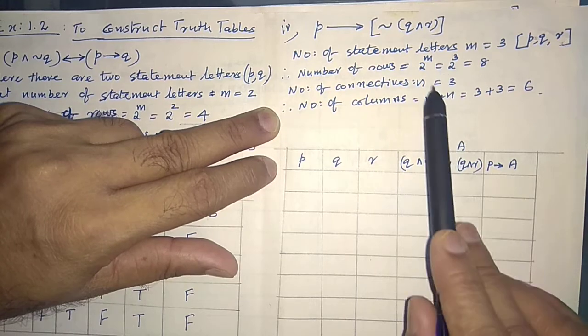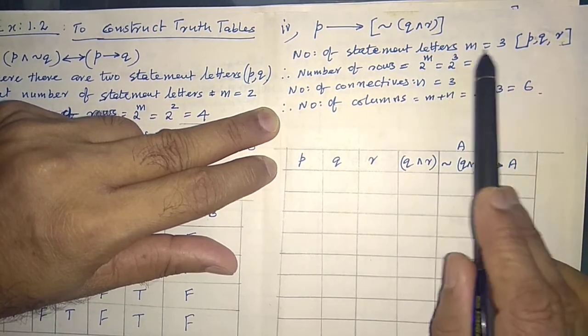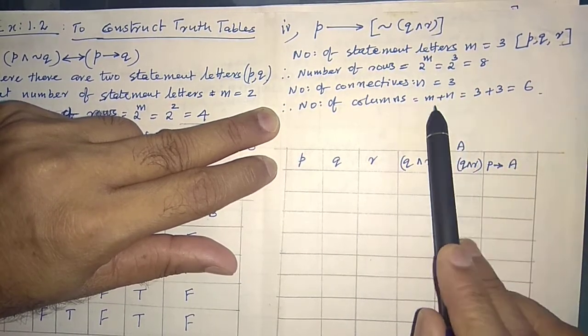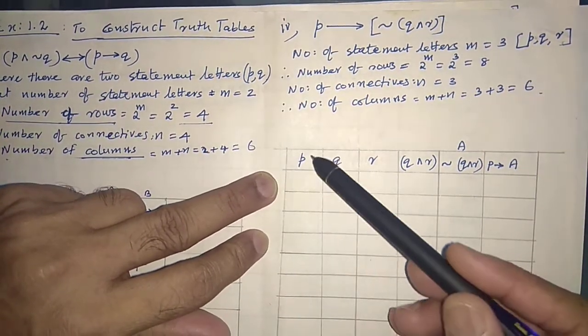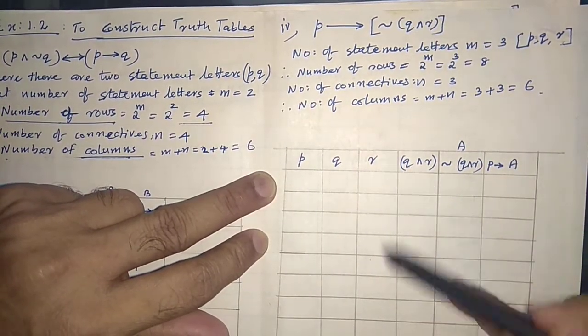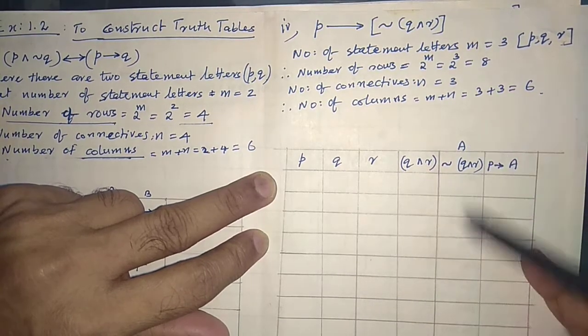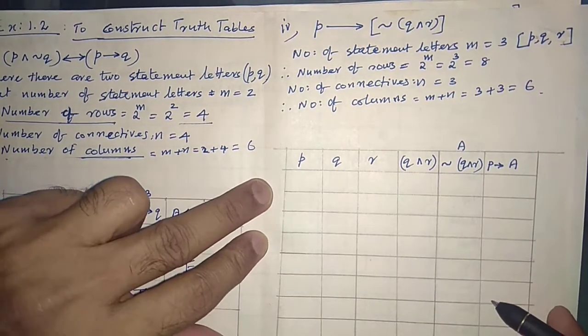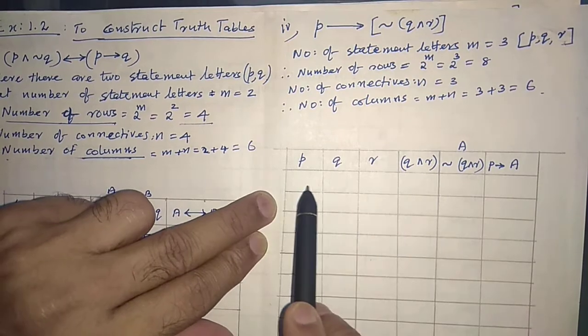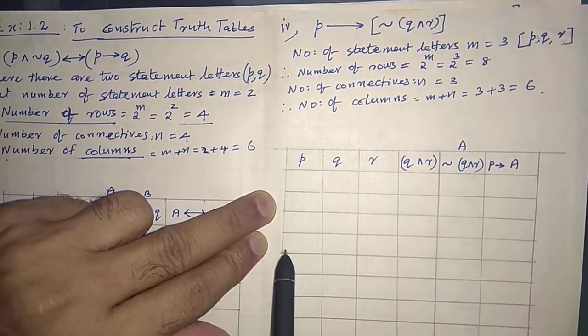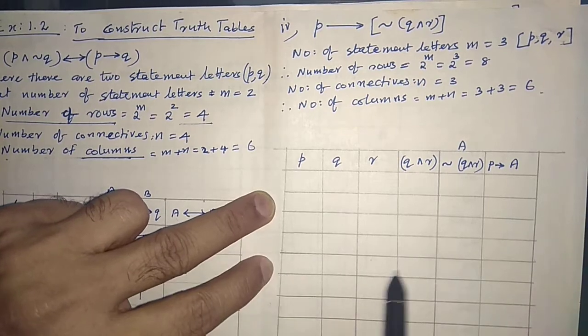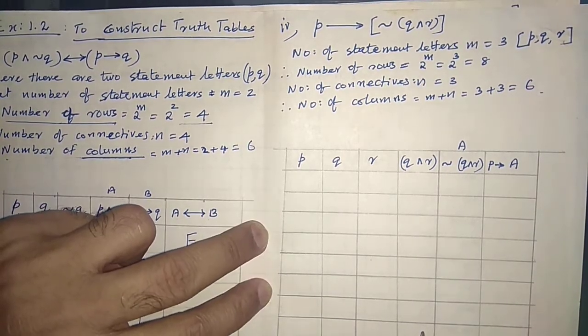That is m plus n. 3 plus 3 is 6. That means 6 columns should be there: 1, 2, 3, 4, 5, 6. 6 columns are there. Number of rows is 8: 1, 2, 3, 4, 5, 6, 7, 8.